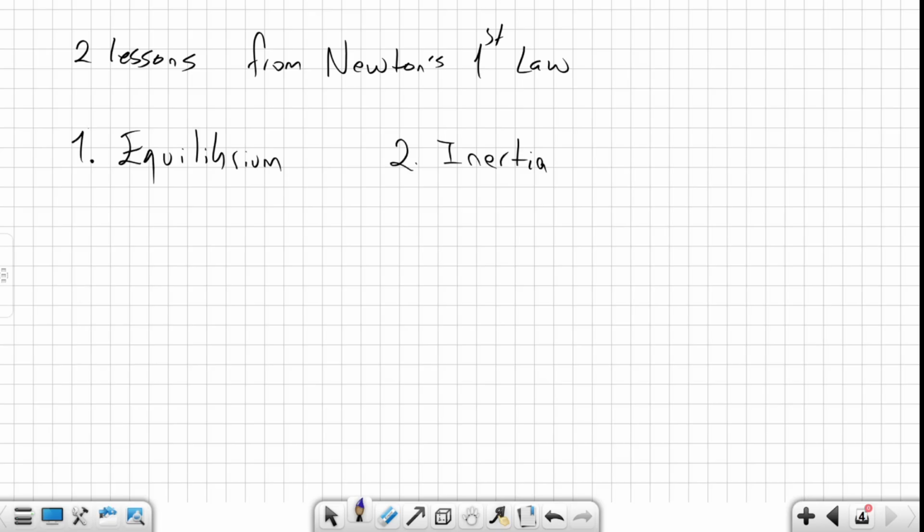The first part, which is equilibrium, was whenever the net force acting on an object is equal to zero, the acceleration will also be equal to zero. The velocity is either equal to zero or velocity is constant. So this is not speed, this is velocity. Both magnitude and direction must be constant to be in equilibrium.